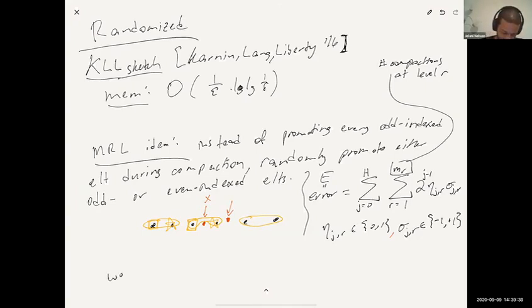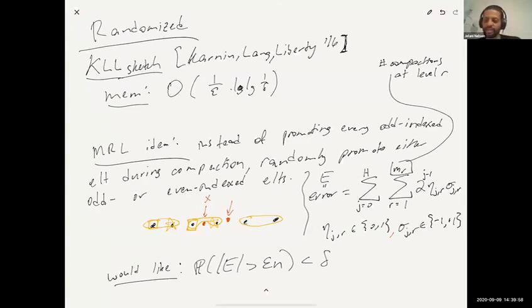So I would like to say that the probability that this error is bigger than epsilon n should be at most delta, right? That's what I want. And the question is, what can I tune here? The only thing I can tune is K, remember, the size of the compactor. So the question is, what setting of K will give me that? Any questions before we do that analysis and see what K we can get away with?